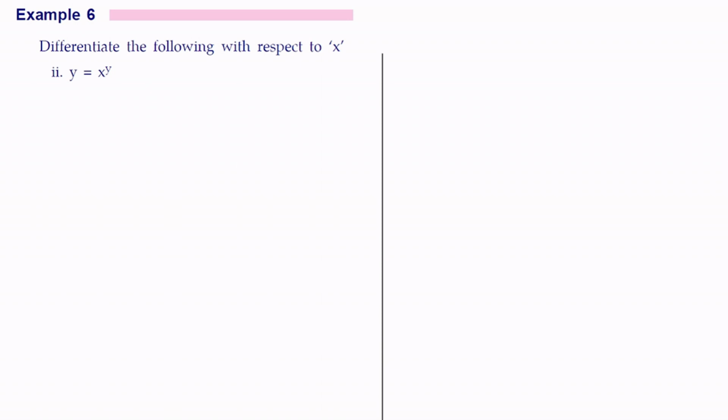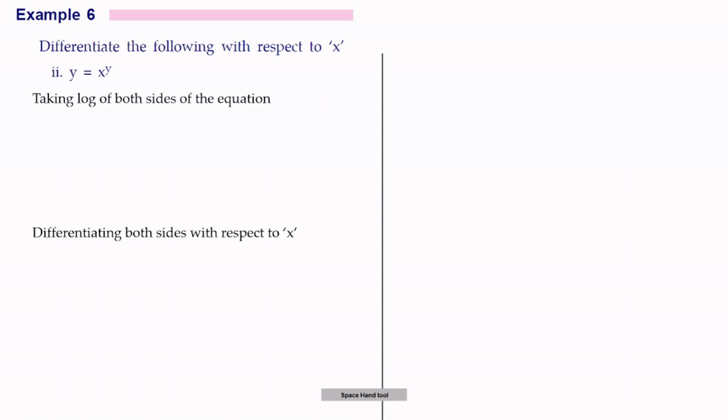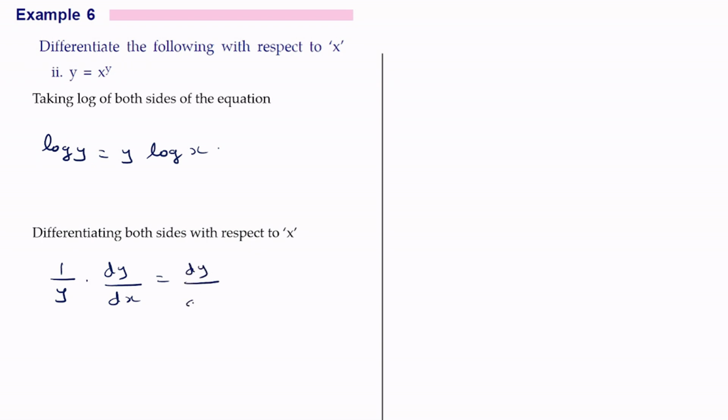Next question, y equal to x raised to y. So again let us take log on both sides. So we get log y equal to y log x. Now let us differentiate both sides with respect to x. So it is 1 by y dy by dx. Again we have to use the product rule. Dy by dx into log x plus y into derivative of log x, 1 by x.